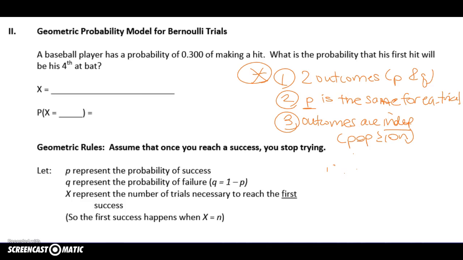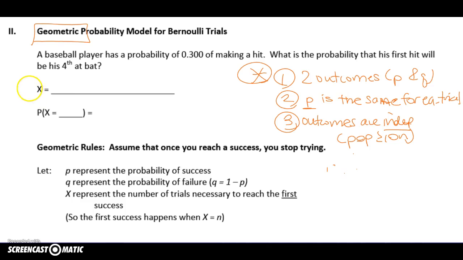We have 2 types of Bernoulli trials. Remember, we have binomial and we have geometric distributions. Today our focus is going to be geometric probabilities, and we've already done a lot of this, so just putting that definition to it and looking at different probability scenarios. The first one says a baseball player has a probability of 0.3 of making a hit. What's the probability that his first hit will be his 4th at bat?